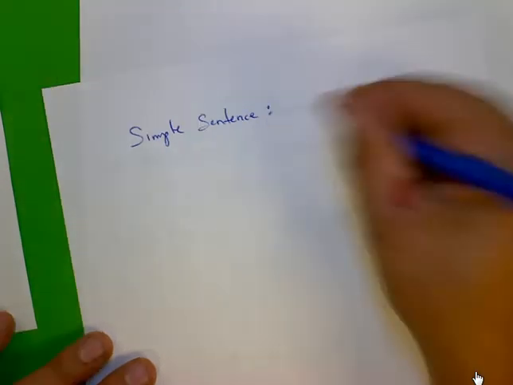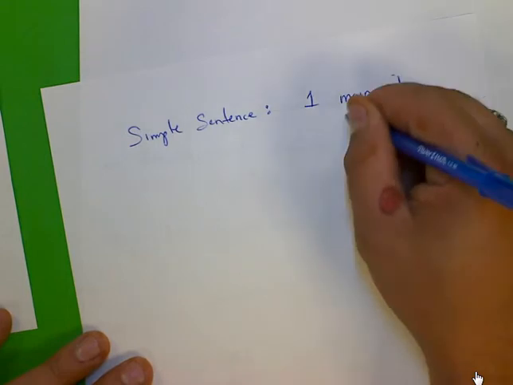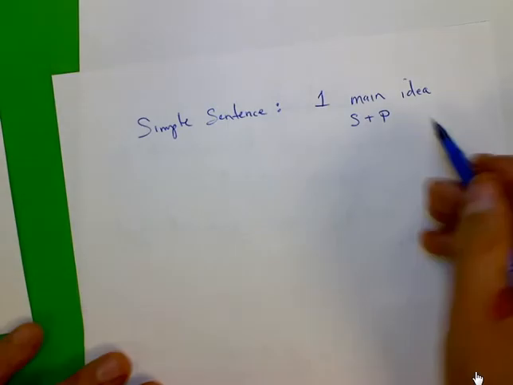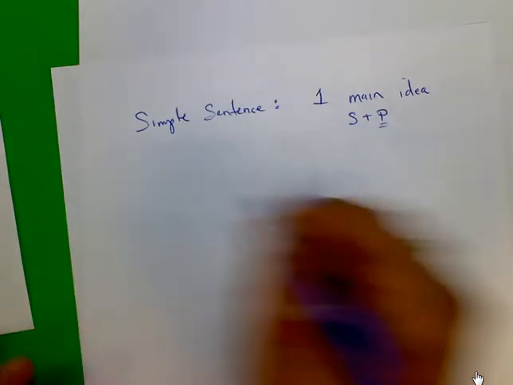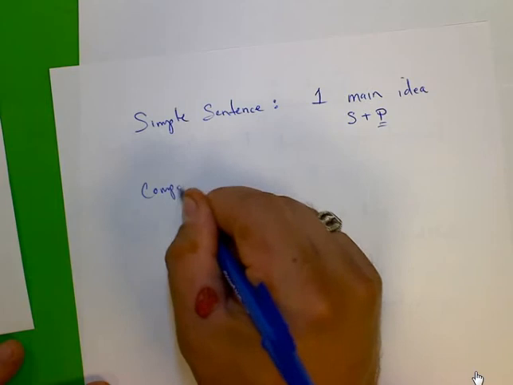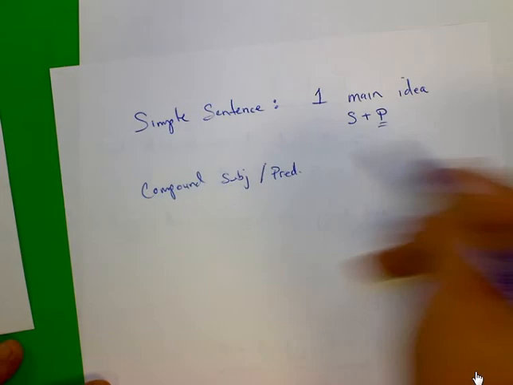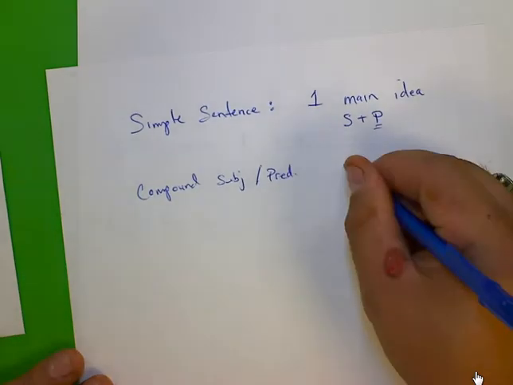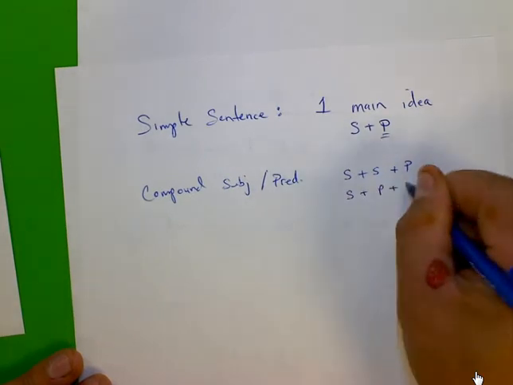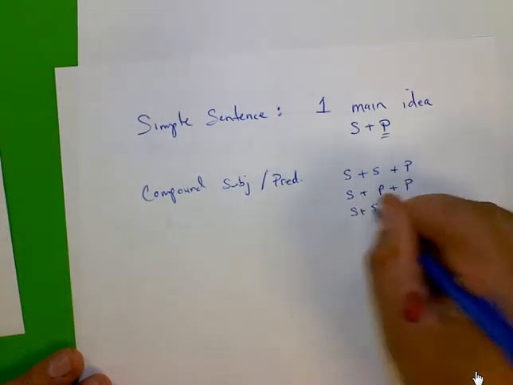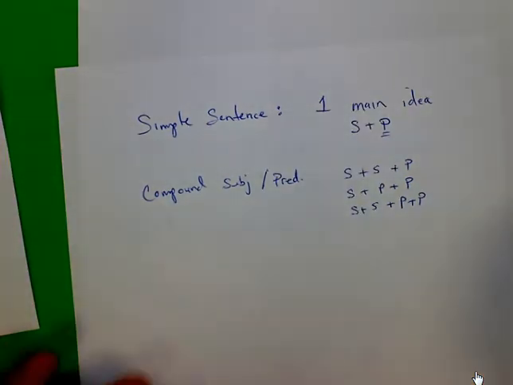This is what we talked about in part 1. The simple sentence is one main idea, okay, or a subject plus a predicate, and we saw that sometimes it's even just the predicate if it's an imperative sentence. We have the compound subjects and predicates, but still technically a simple sentence. It's either an S plus S plus P, or an S plus P, or it can be an S plus S plus P plus P. Sounds redundant, but if you saw the previous, that should make sense.